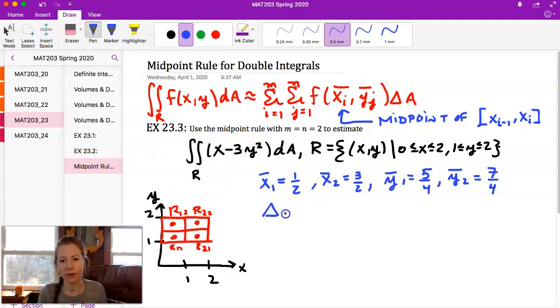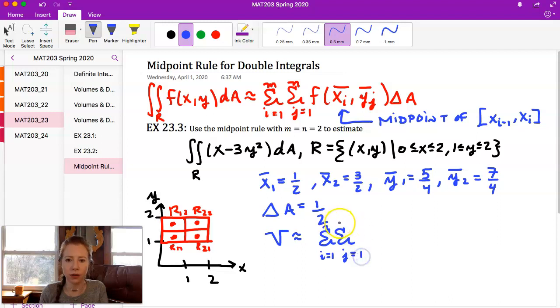So that means that delta A is equal to 1/2, because delta A is equal to delta x times delta y, which is 1/2 times 1/2... And now let's try to approximate our volume. So V is going to be approximately the sum from i equals 1 to 2, j equals 1 to 2 of f of x sub i bar, y sub j bar times delta A.